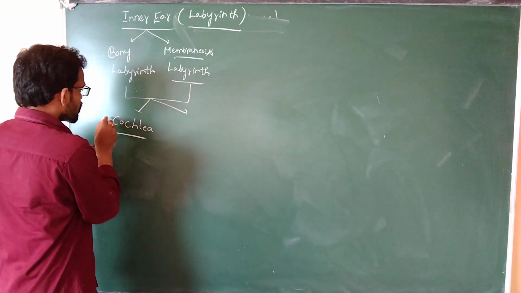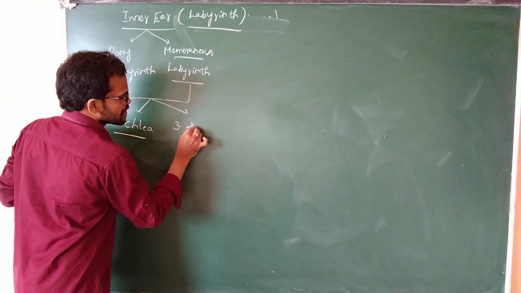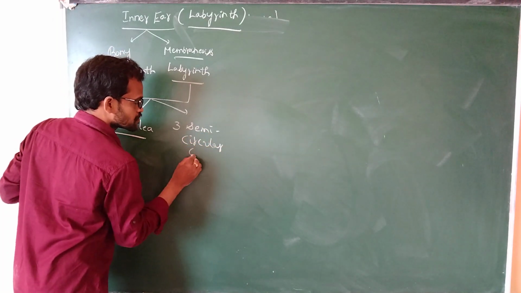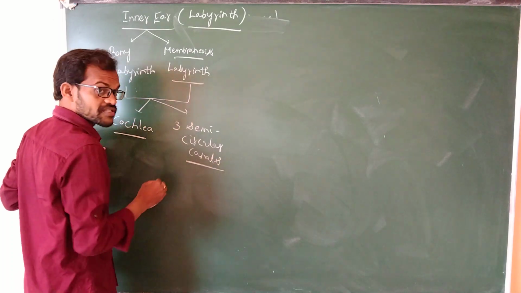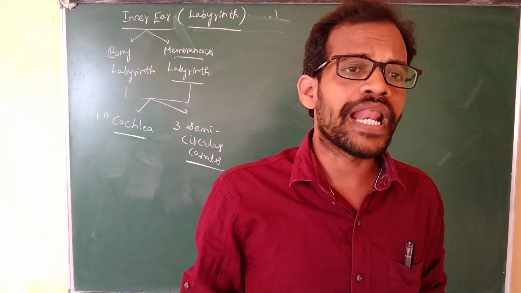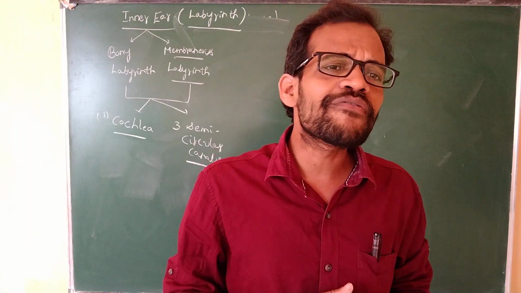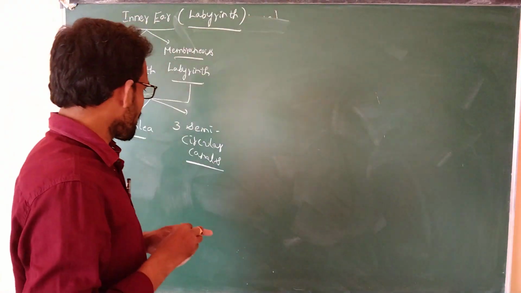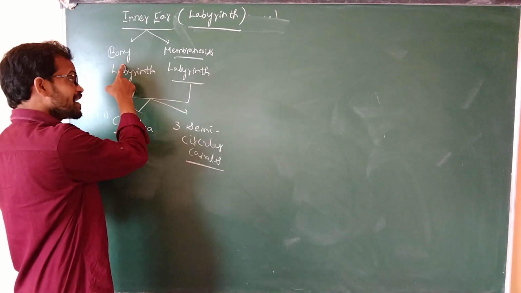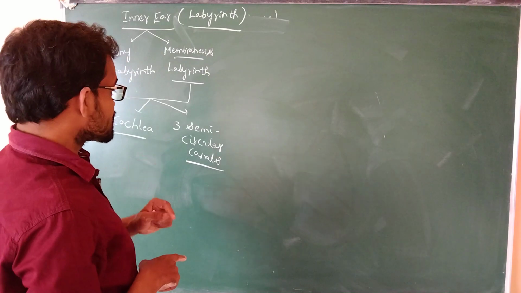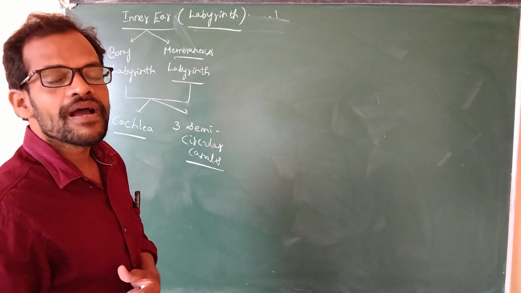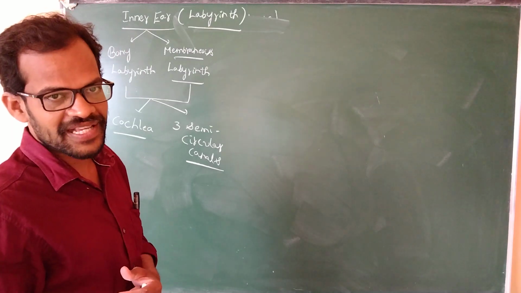The three semicircular canals also: the outer part is made up of bony labyrinth, and the inner part is made up of membranous labyrinth. So the cochlea has an outer bony part and an inner membranous part, and the semicircular canals likewise have an outer bony labyrinth and an inner membranous labyrinth.